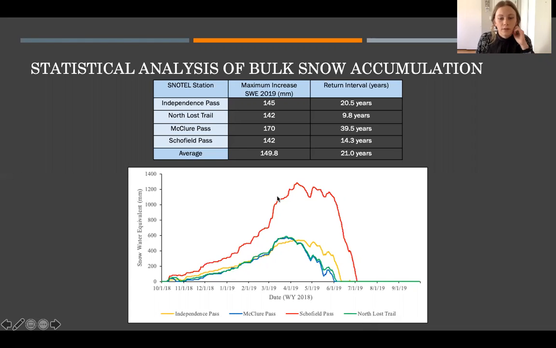Schofield Pass actually reported a lot more SWE than any of the other 3 stations, but it does provide pretty clear evidence of this increase in snow water equivalent right here at the beginning of March. And you can also see it down here in the McClure and North Lost Trail Pass. And the Independence Pass one is kind of hidden under there, but also has a similar increase.